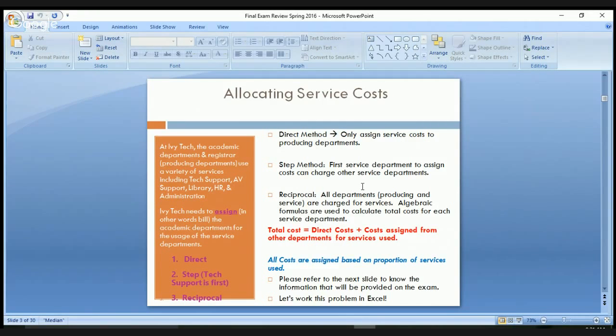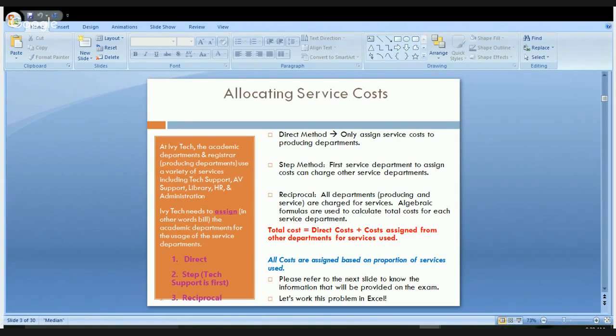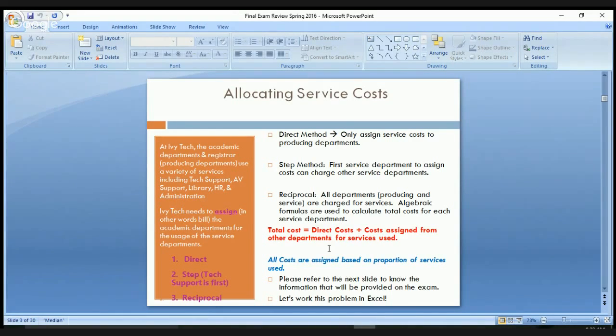So allocating service costs is one of the items that you need to know. You need to know the direct, the step, and the reciprocal. This is one of the last things that we covered in class. Remember the direct, there is only one way. It's like a one-way road. It has no relationship between the service departments and the main departments.